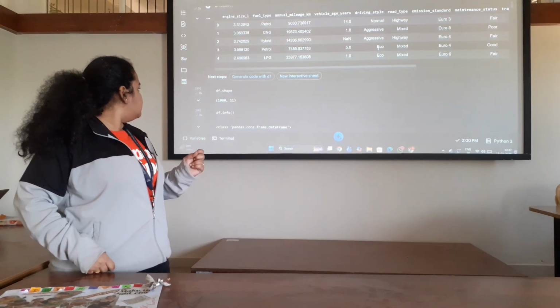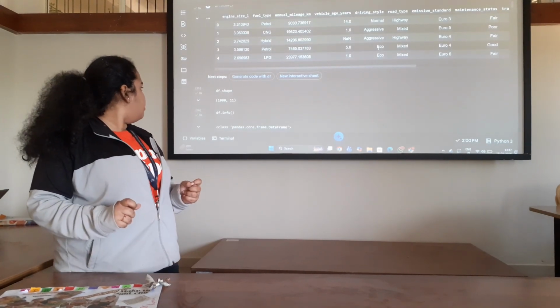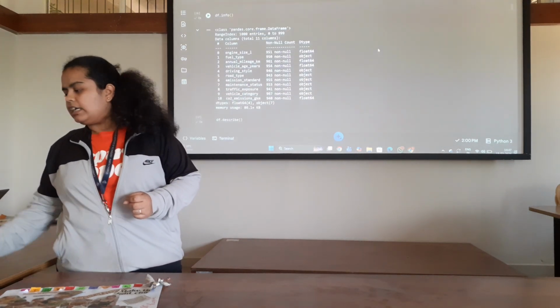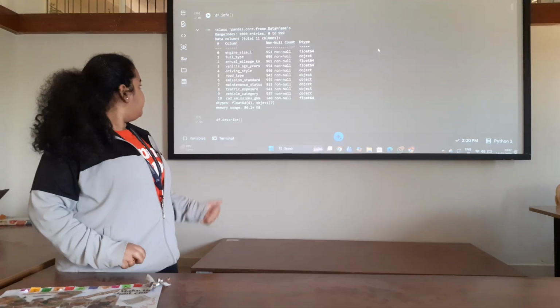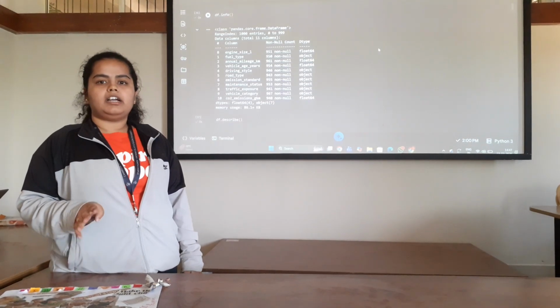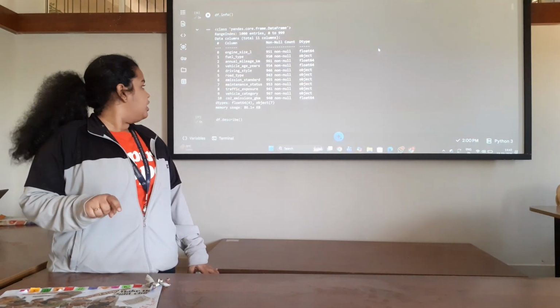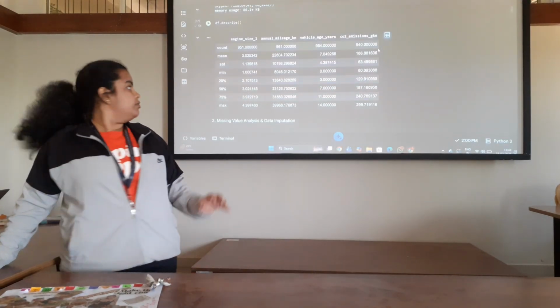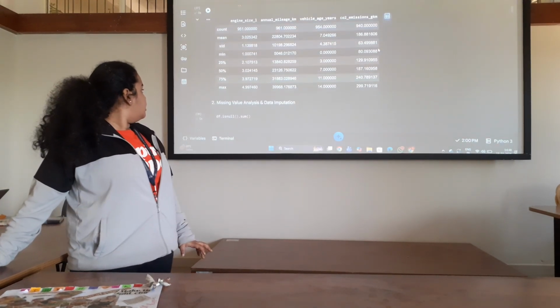The data set has 1000 rows and 11 columns. These are the 11 variable columns. We can see there are 4 categorical and 7 numerical variables. This is the description of this data set.